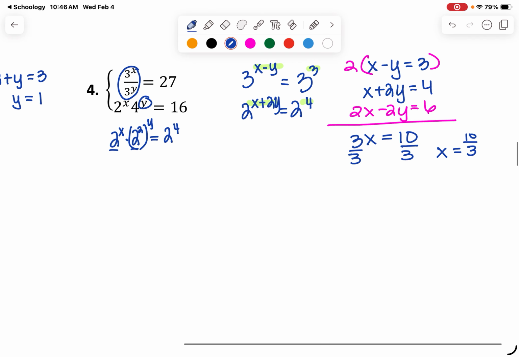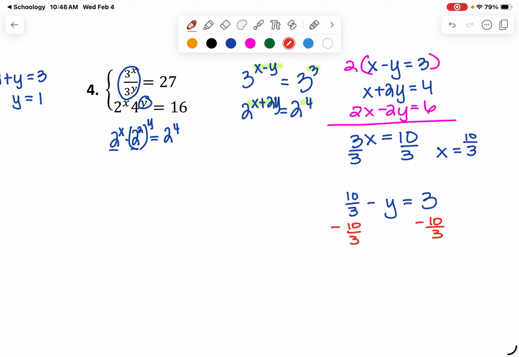So I can go back to either equation. I'm going to use the first one. So I'm going to do 10/3 minus y is equal to 3. So I'm going to subtract 10/3 from both sides. Minus 10/3 minus 10/3. We have negative y is equal to, rewriting 3 as 3 over 1, multiplying by 3, that's 9/3. So 9/3 minus 10/3 is negative 1/3. And dividing by -1, we have y equals positive 1/3. So this solution is 10/3, comma, 1/3.